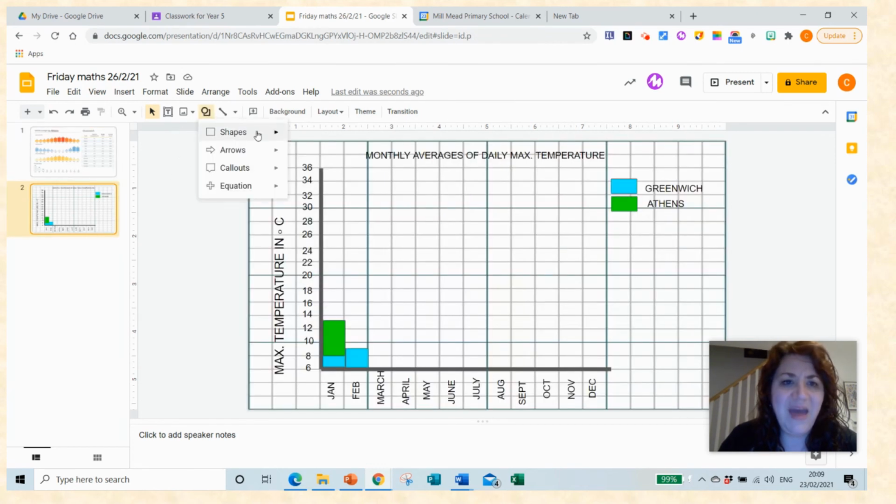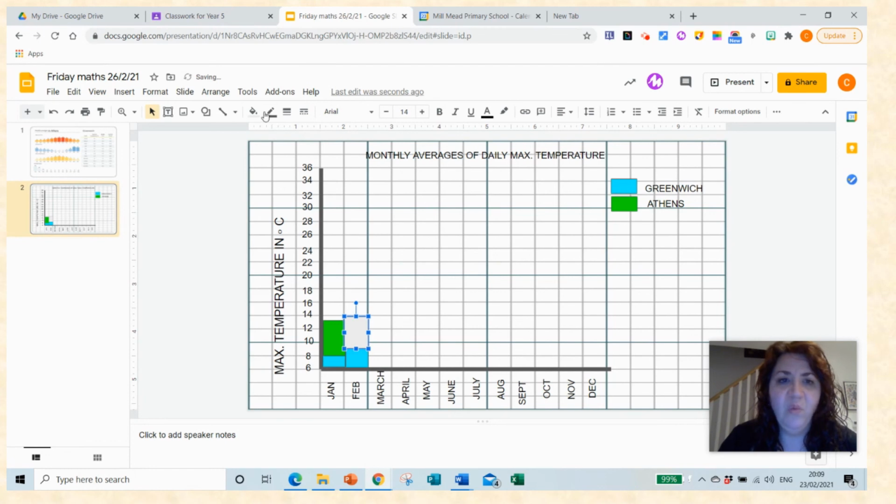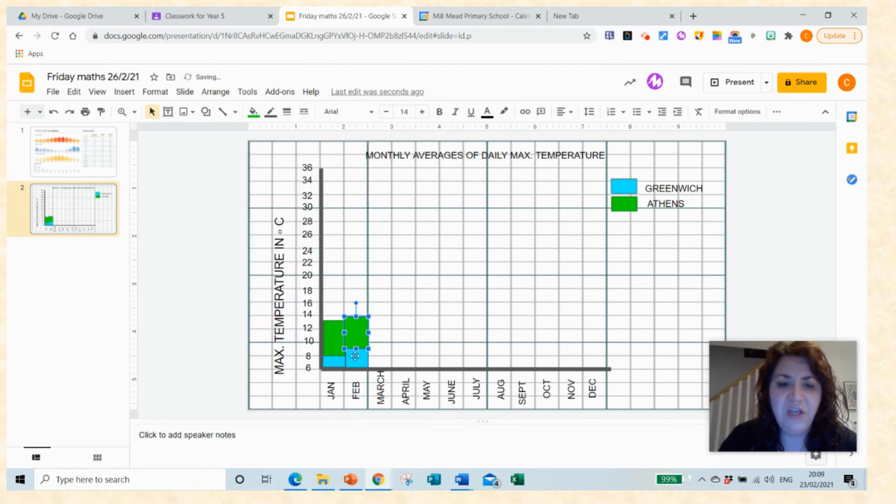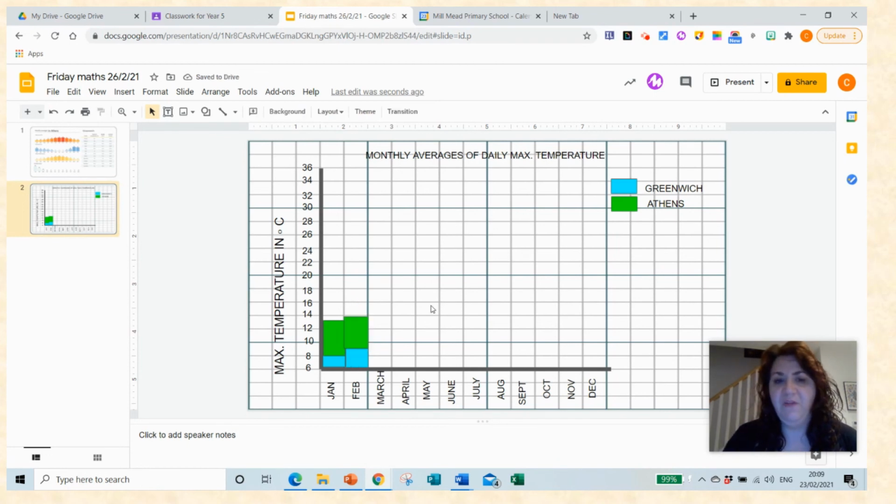Although I'm adding a rectangle on top of it, what I'm actually imagining is that the green bar goes down behind the blue one. So let's make it green. You're imagining that it goes all the way down to the bottom. It's just hidden behind the blue one. So that's what I'd like you to do for that activity.